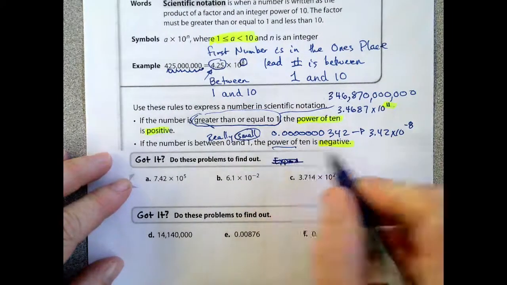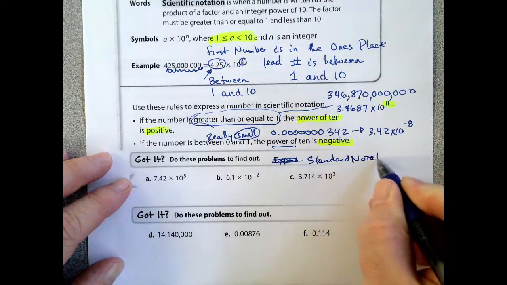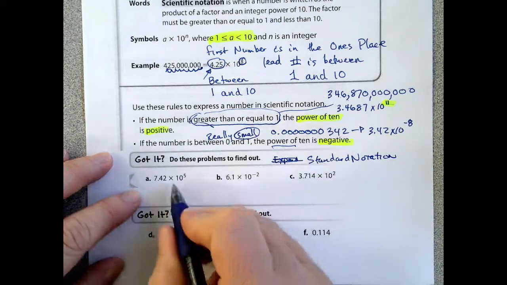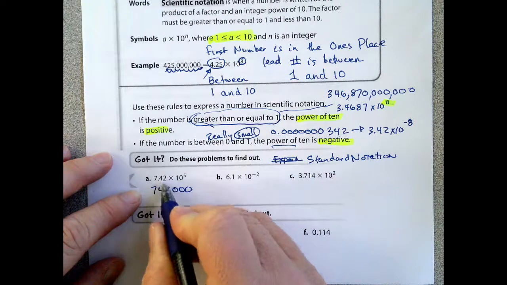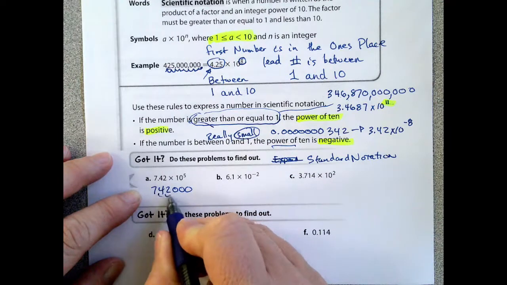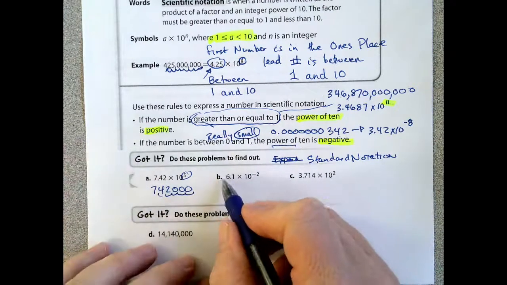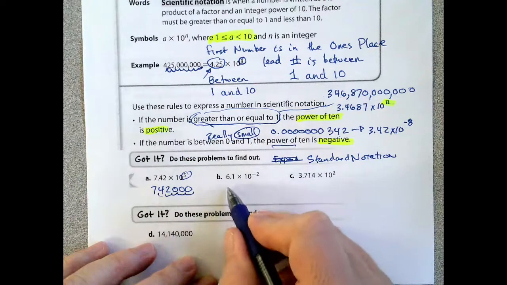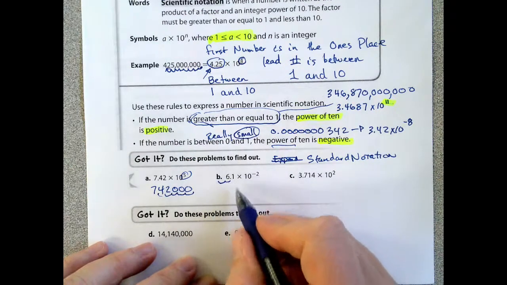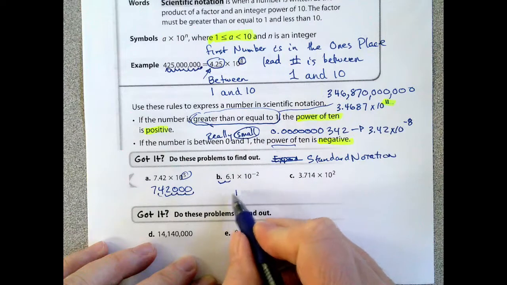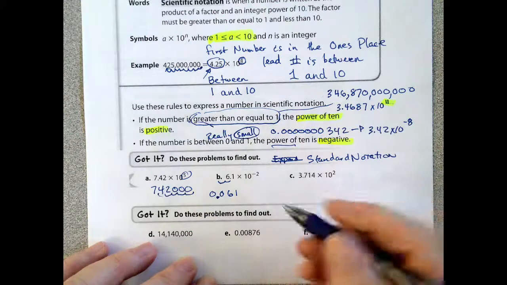So we can expand these. Or what I should say is write it in standard notation. Here we have 7, 4, 2, 1, 2. I need to move the decimal, 1, 2, 3, 4, 5. Okay, what are you going to get for B? It's negative, so you're going to move it the other direction. What's the final answer going to be? Once I move it, I have a 1, a 6. I need to put a 0 and a 0 because I moved it 2 to the left.